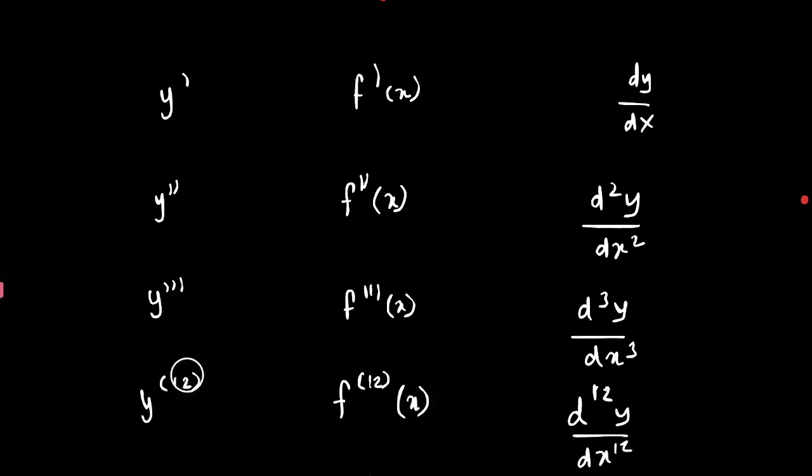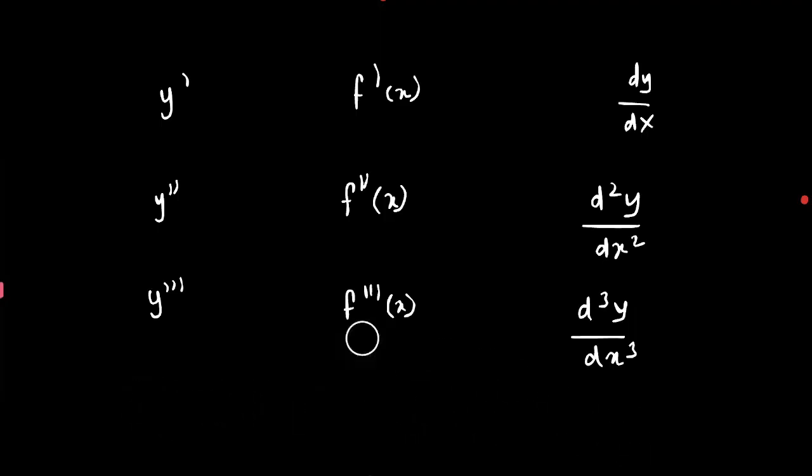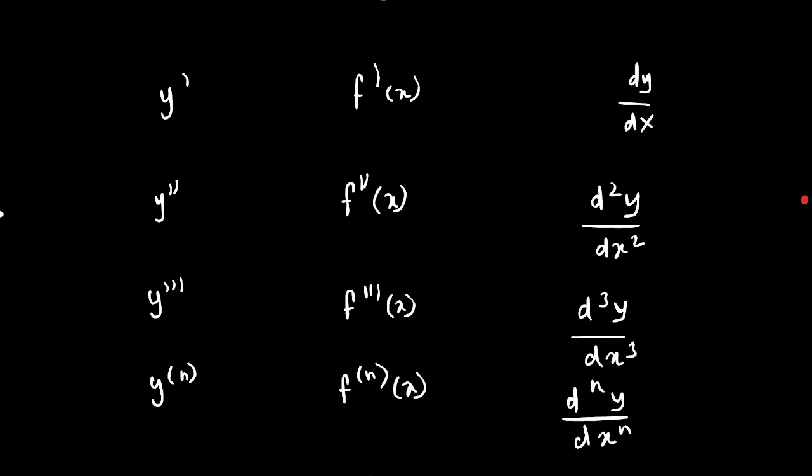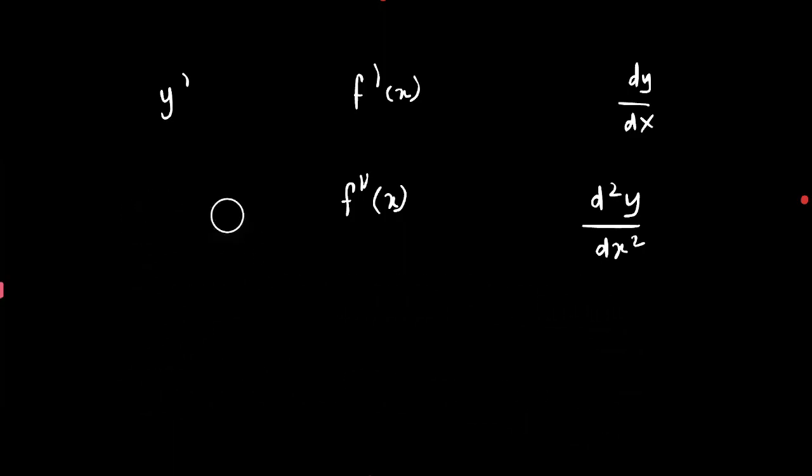So if we wanted to write this in a more general form, the way that we write any of these would simply be y to the n, f to the n of x, or d to the n y over dx to the n. So this is the way that you would denote higher order derivatives.